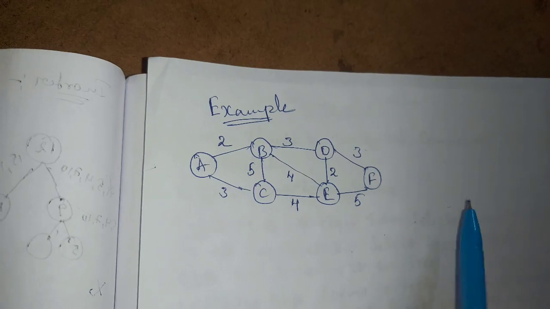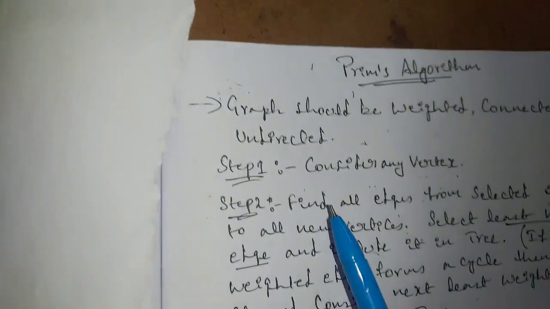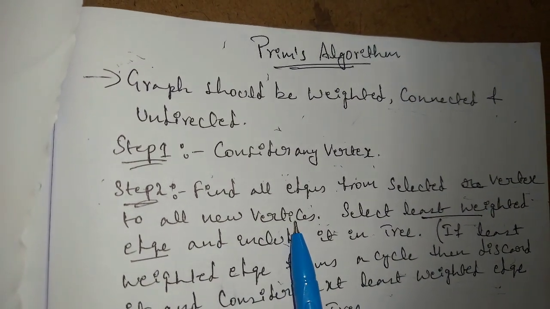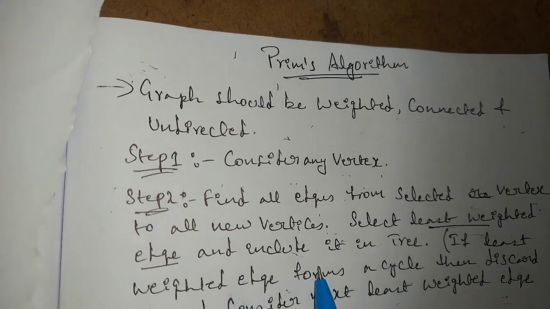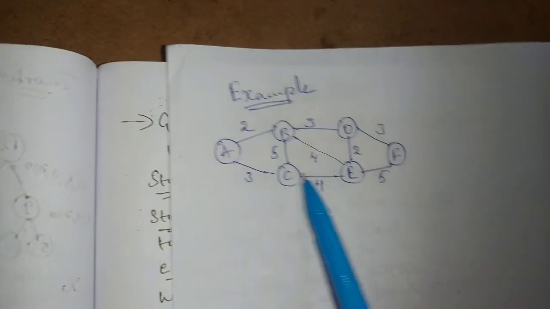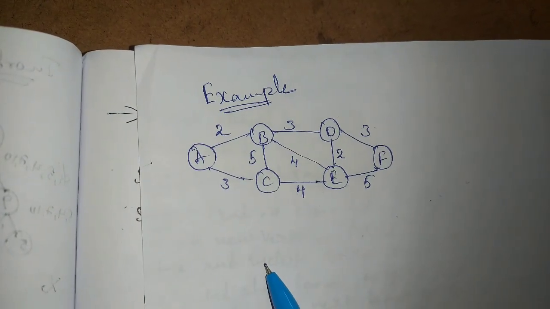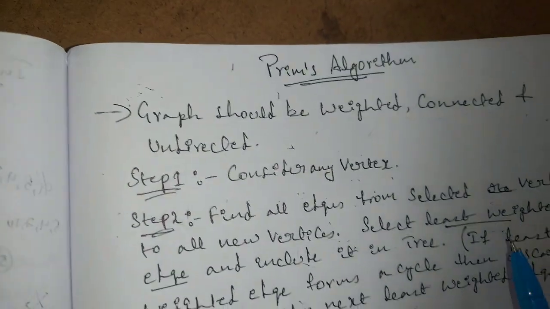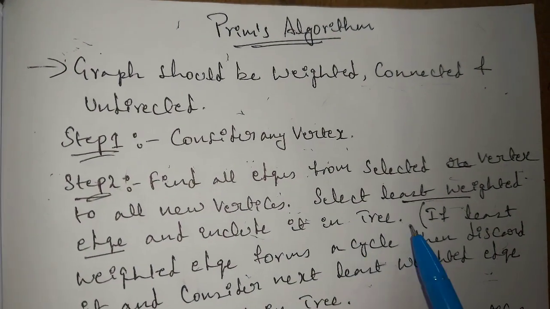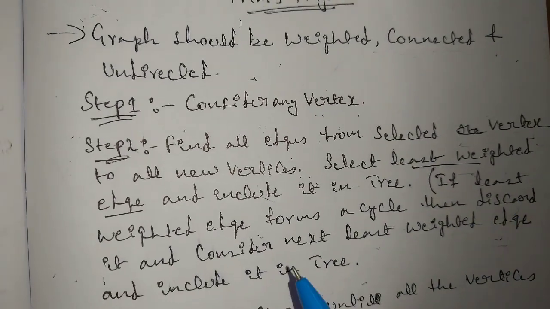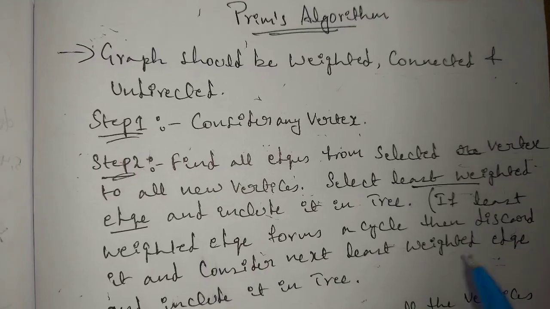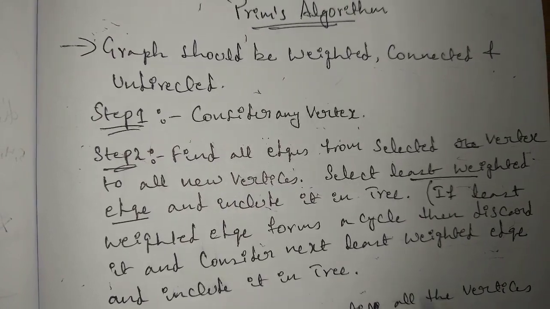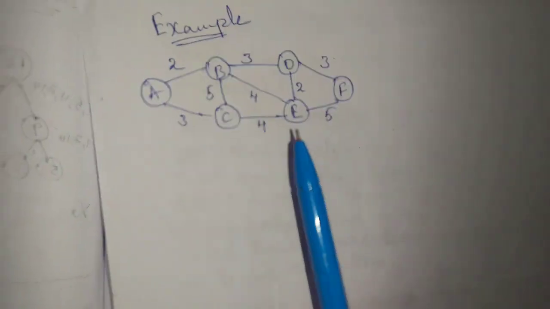Let us see step 2. Find all edges from selected vertices to all new vertices, and select the least weighted edge. When we are selecting the edges, we have to select the least edge. Select the least weighted edge and include it in the tree. If the least weighted edge forms a cycle, then discard it and consider the next least weighted edge and include it in the tree.